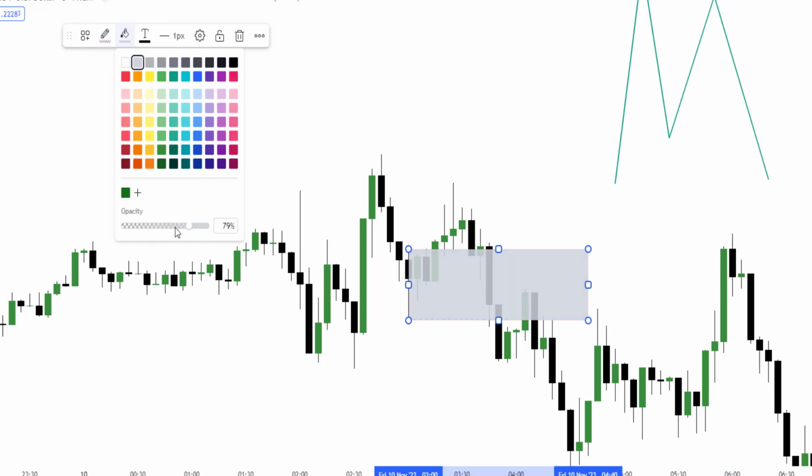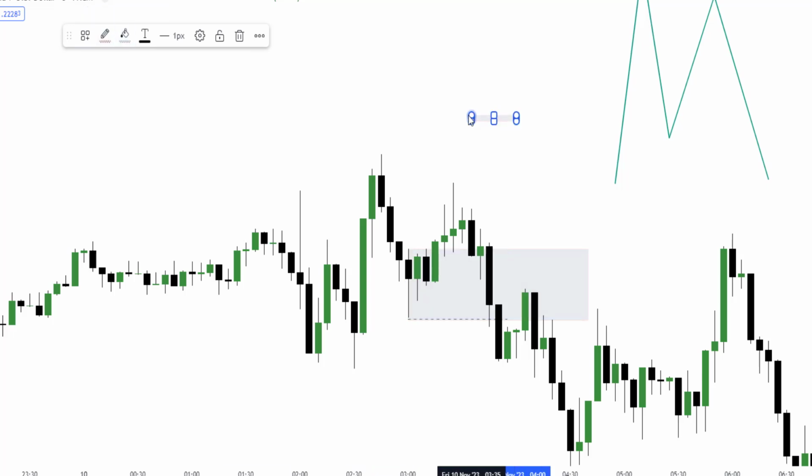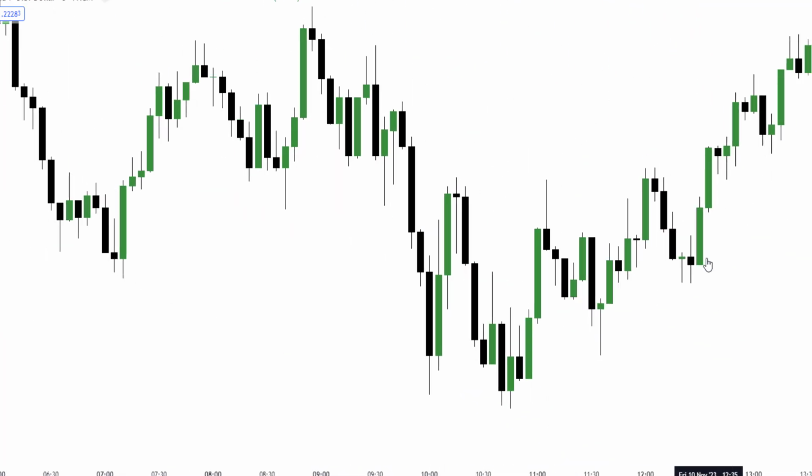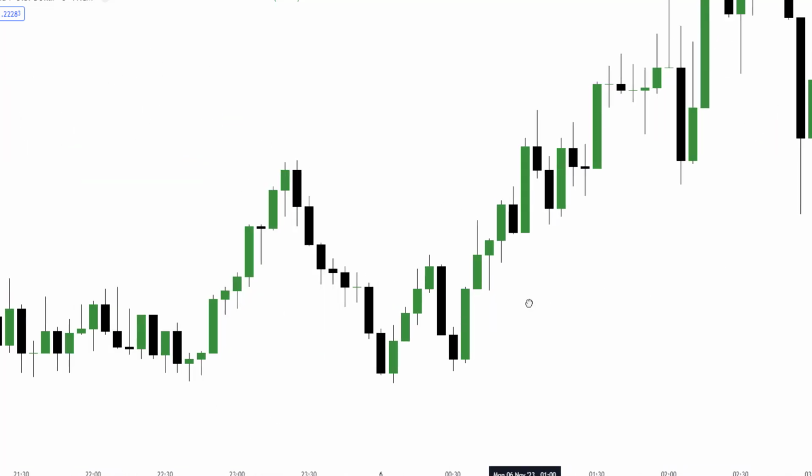So please don't struggle with identifying a mitigation block. This is a bearish mitigation block. The last sell candle becomes your bearish mitigation block. Let me see if I can see a bullish mitigation block and give you an example with a bullish mitigation block. All right, right here I can see a bullish mitigation block.